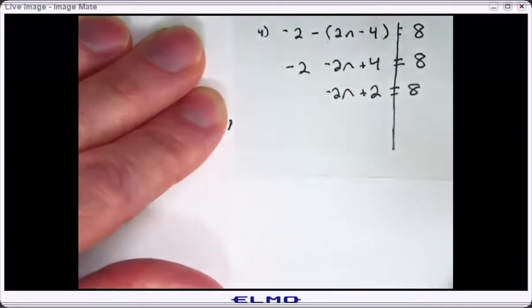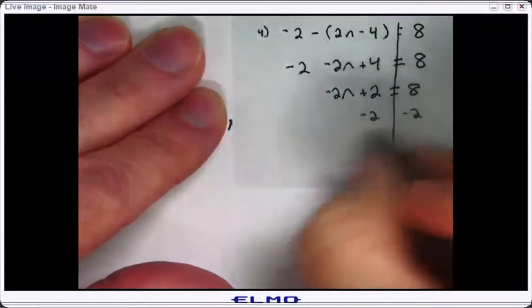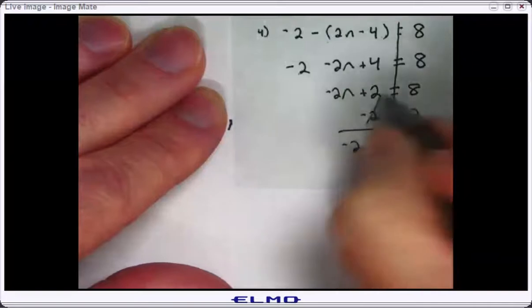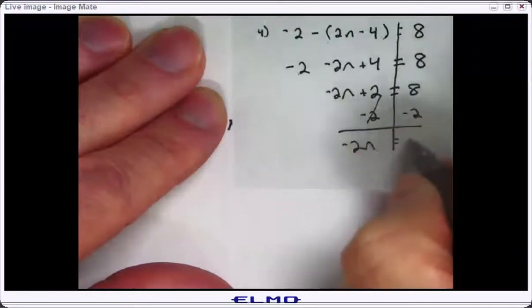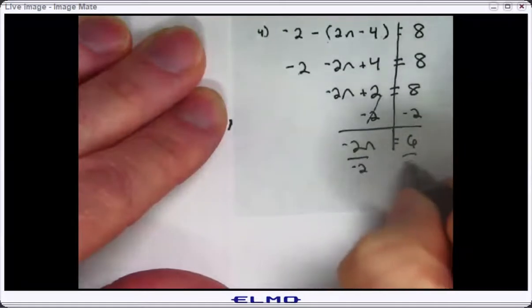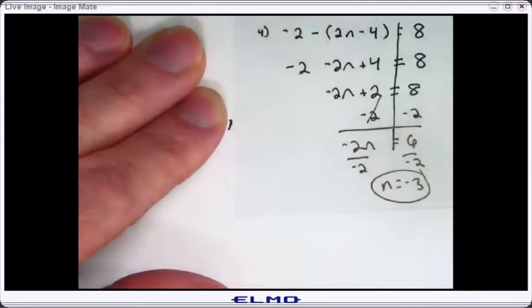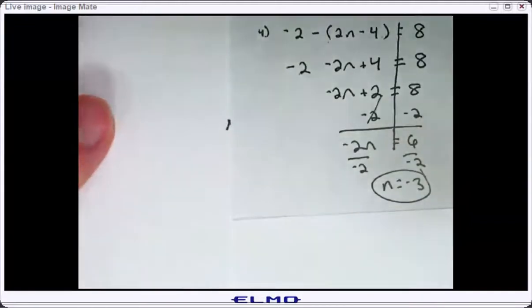Once I have it in simplest form, I'm ready to solve the equation. To get rid of plus 2, we minus 2. That leaves us with negative 2n on the left and 6 on the right. Then to get rid of times negative 2, we divide by negative 2, which gives us negative 3. And that is our video on distributing a negative.